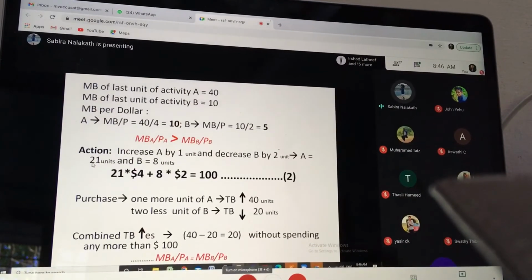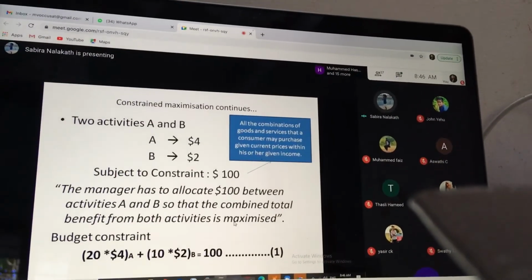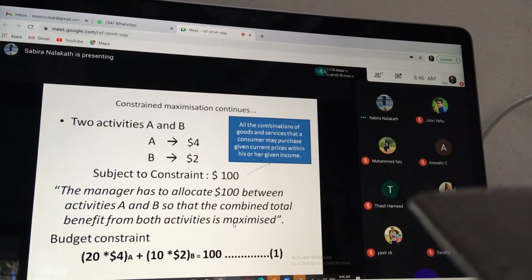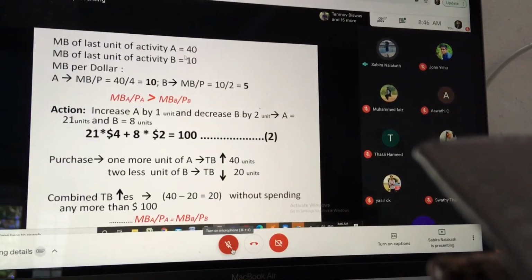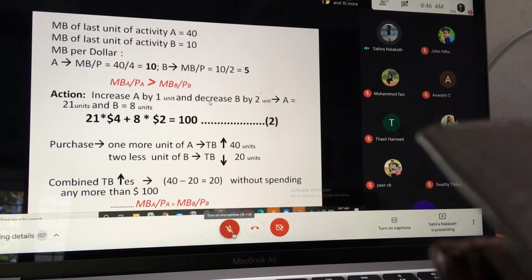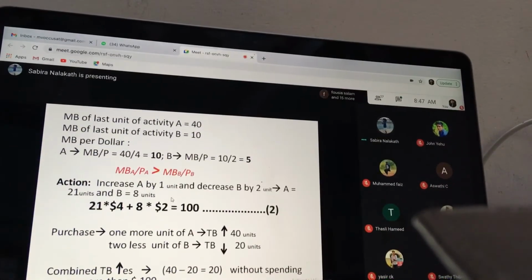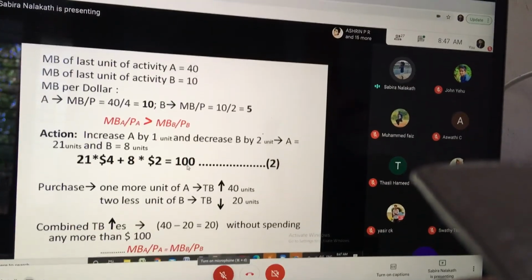He reallocated his resources, from 20 to 21 units. Before, the equation was 20 units of A and 10 units of B. So in the second phase, he reallocates the resources because the marginal benefit of A is greater than the marginal benefit of B. So the second time, his budget equation should be like this: 21 into $4 and 8 into $2. Then again the equation should equate with the budget constraint, that is $100.